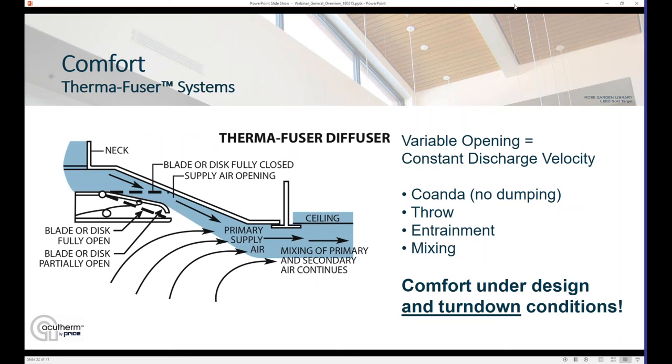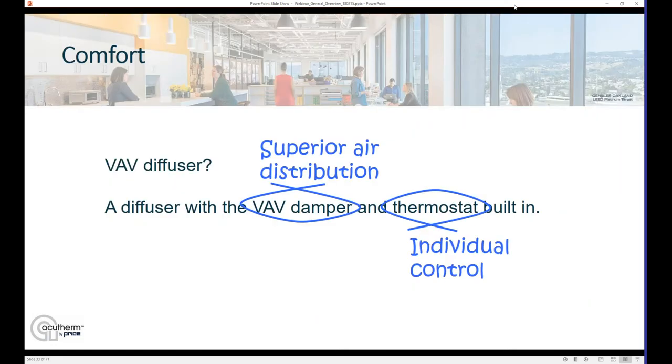So by having a variable opening in the diffuser, we're better able to maintain the Coanda, the throw, the entrainment, all of those forces that are generated by that high discharge velocity, not only at design conditions or 100% load, but at turndown conditions where the system spends the majority of its time.